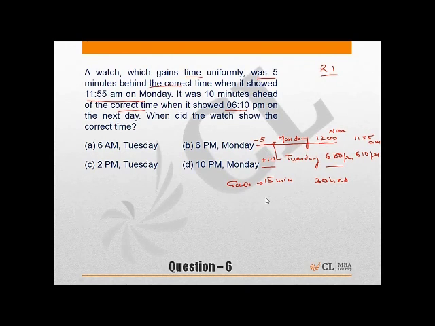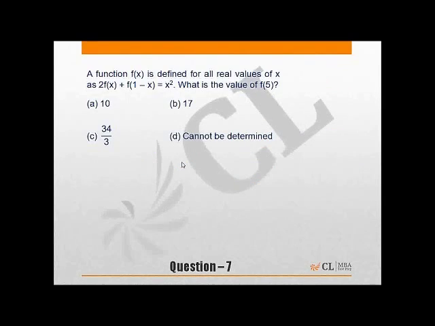So, time required to gain 5 minutes. To gain 15 minutes, it is taking 30 hours. To gain 1/3 of 15, 5 minutes, it will take 1/3 of 30, which is 10 hours. So the correct time should have been shown at 10 hours after 12 noon. That means at 10 p.m. on Monday. Correct answer, choice D. Fairly simple question. Let's move to the next one.